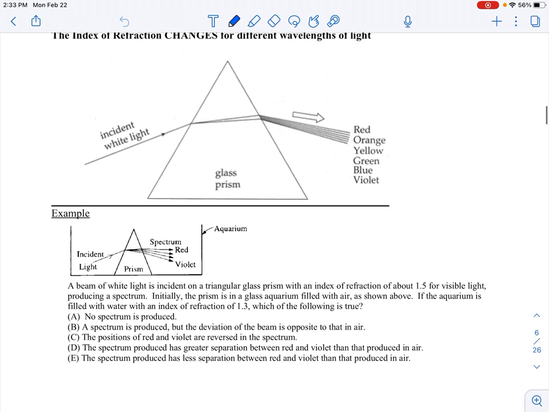So, I saved some of it. Looking at this question: a beam of white light is incident on a triangular glass prism with an index of refraction of 1.5 for visible light. Initially, the prism is in a glass aquarium filled with air. If the aquarium is filled with water, what happens? Basically, we're beginning with an index of refraction of 1.5, and out here it's 1. But what would happen if we changed this and made it 1.33? The answer is the closer these n values are to each other, the less bending we have.